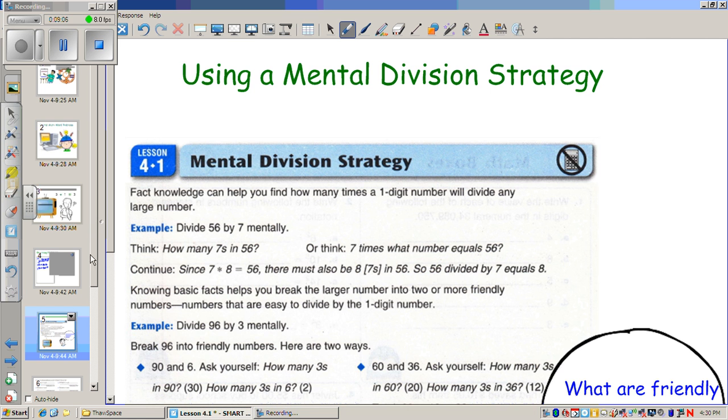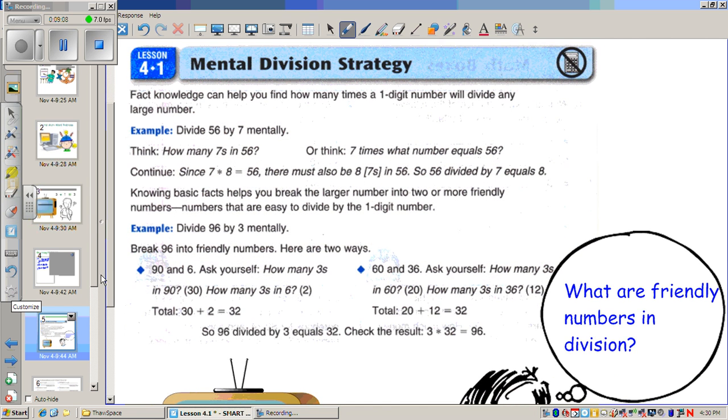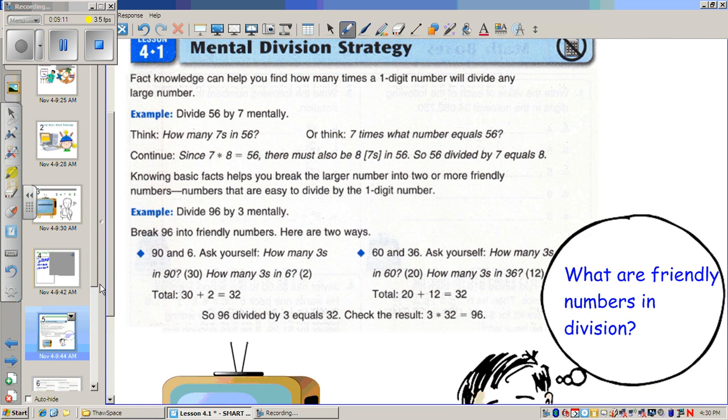This is part of our journal, but it says fact knowledge can help you find how many times a one-digit number will divide any large number. Divide 56 by 7 mentally. So think, how many 7s in 56? Or think, which is what I said before, 7 times what number equals 56? Since 7 times 8 equals 56, there must also be 8 7s in 56. So 56 divided by 7 equals 8. And that's how they go hand in hand.